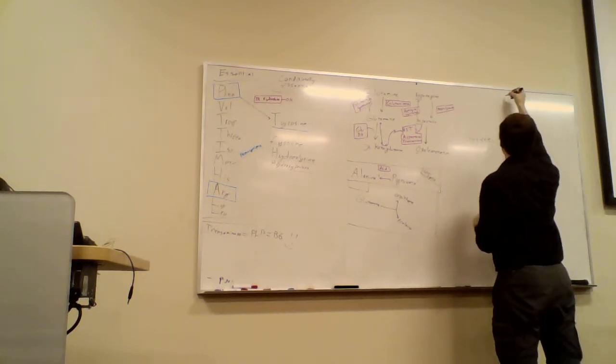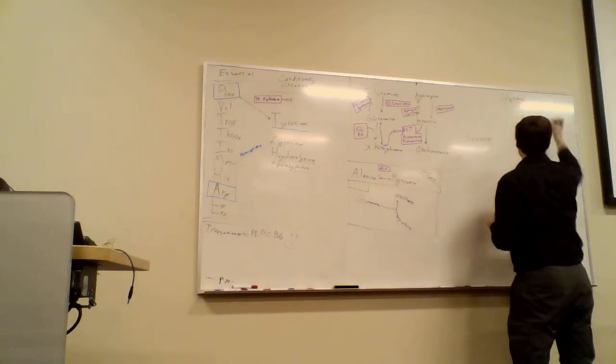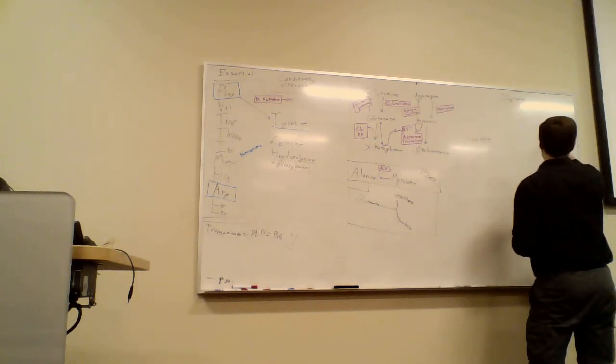Serine, lysine, and then raw materials, which, let's see, that was going to be CO2 and nitrogen.